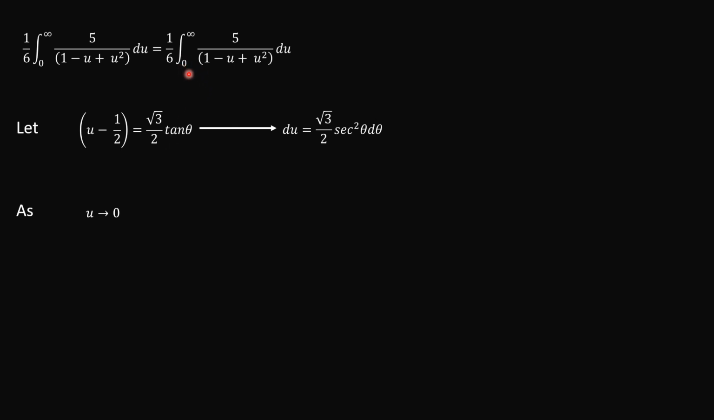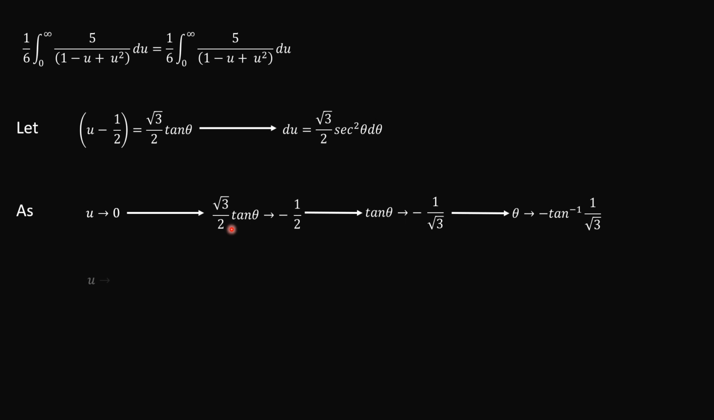Now we have to transform the limits. The lower limit: u tends to 0, and then root 3 over 2 tan theta is equal to negative a half, because this u becomes 0 here. So tan theta is equal to negative 1 over root 3, and theta is equal to negative arctangent of 1 over root 3. As u tends to infinity, root 3 over 2 tan theta tends to infinity, and tan theta tends to infinity, and therefore theta would tend to pi over 2.